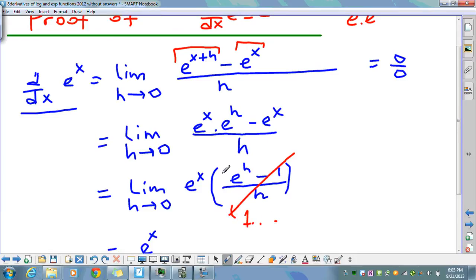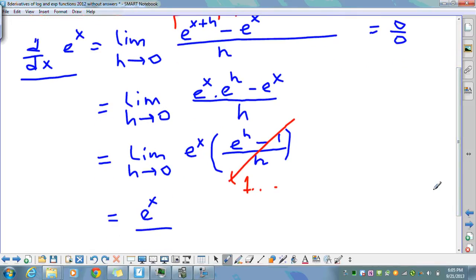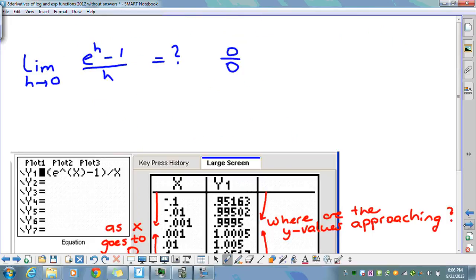So if that quantity goes to 1, you have now e to the x times 1, and as h goes to 0, this doesn't depend on h, therefore the answer is going to be simply e to the x. So what we have shown is that the derivative of e to the x is e to the x, and that was the rule I gave you in the first place. Moving on to the logarithmic functions.